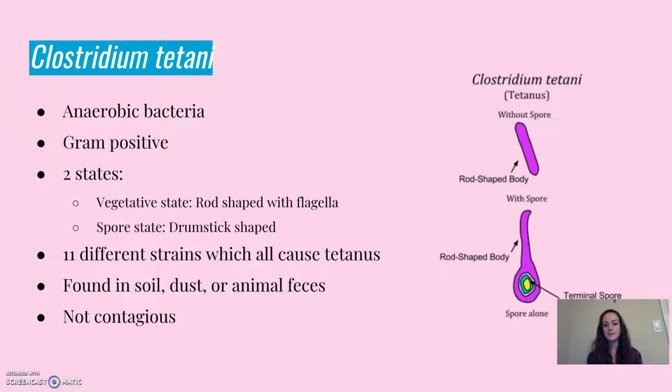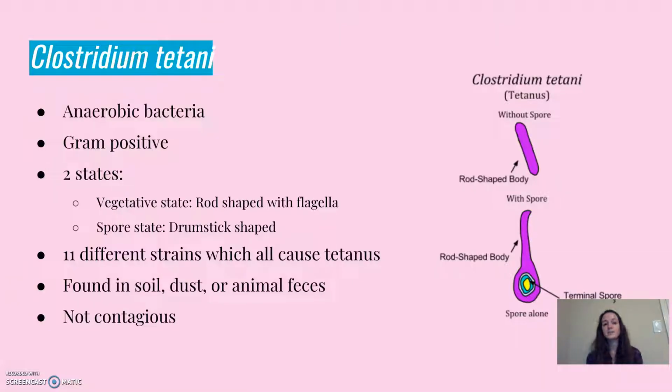And it has two states. It has a vegetative state, in which it's not infectious, and it's rod-shaped or bacillus-shaped, and it has a flagella, so it's motile. And in this state, it's about 2.5 micrometers long and 0.5 micrometers wide. In the spore state, that's when it becomes infectious, and it becomes what they call drumstick shaped, so it has one end that got a lot bigger.